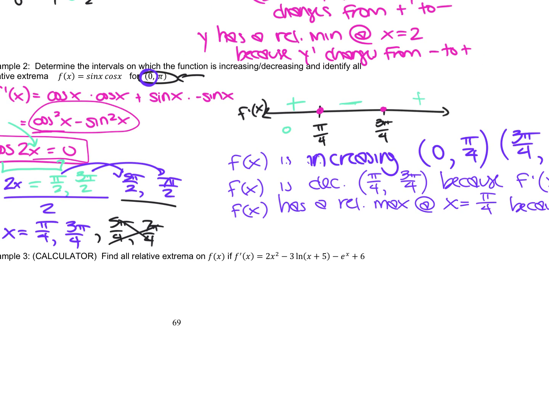Oh, wait. Now, could I find what the relative maximum is? I don't know. I could. How would you find what the relative maximum value is at pi over 4? We plug it in. Plug it into where? The original. So the original is sine x cosine x. So sine of pi over 4 and cosine of pi over 4 are both root 2 over 2. So it gives me 2 over 4, or 1/2.